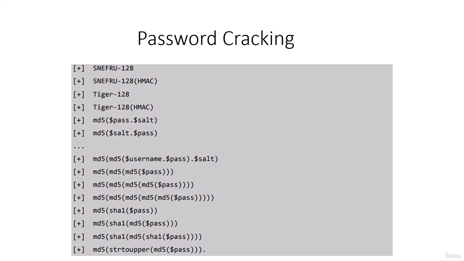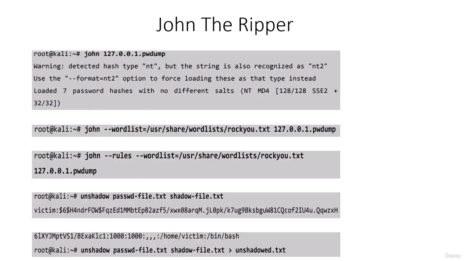Then let's talk about John the Ripper. Once you retrieve password hashes from a target system, you will want to try cracking them so you can make use of the clear text value for further attacks. One of the most popular and important tools for cracking passwords is John the Ripper. John supports dozens of password formats and is under constant development.